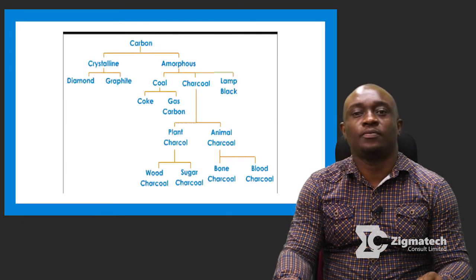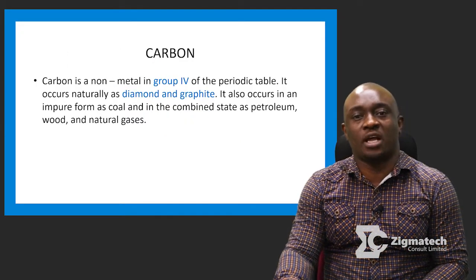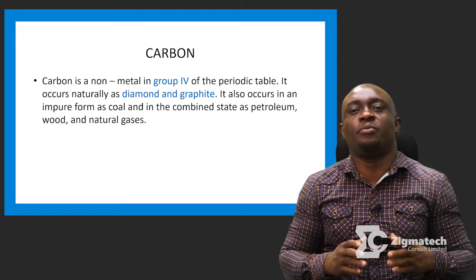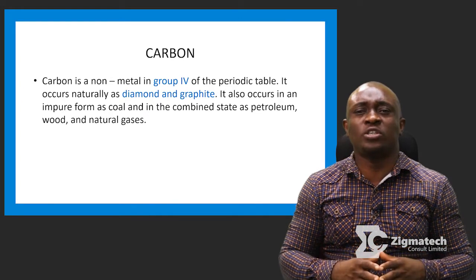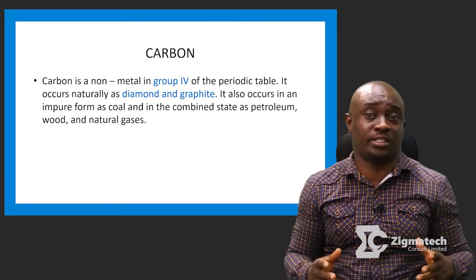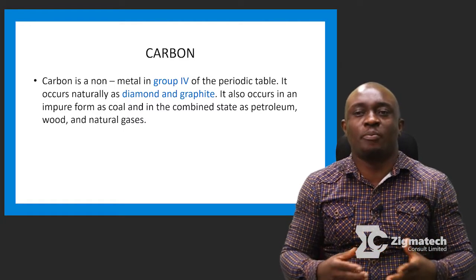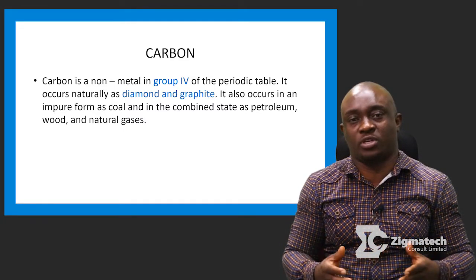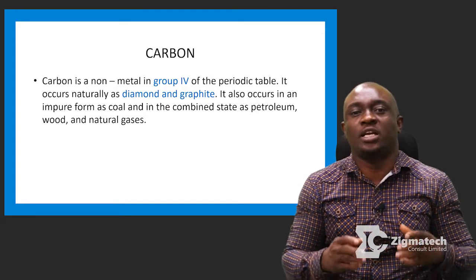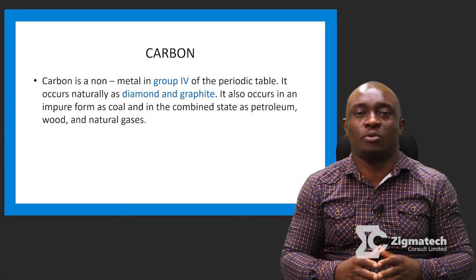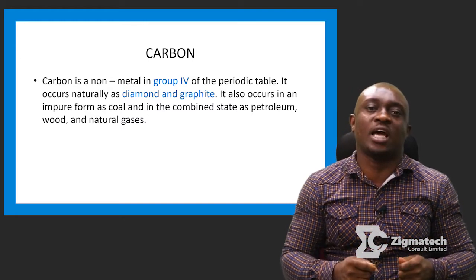So, before we start, I would like to define carbon. Carbon is a non-metal in group 4 of the periodic table. It occurs naturally as diamond and graphite. Then it also occurs in impure form like coal, and in the combined state as petroleum, wood, and natural gases. All these I have mentioned outside diamond and graphite are what we call amorphous carbon, or non-crystalline, because they are non-crystalline in nature.